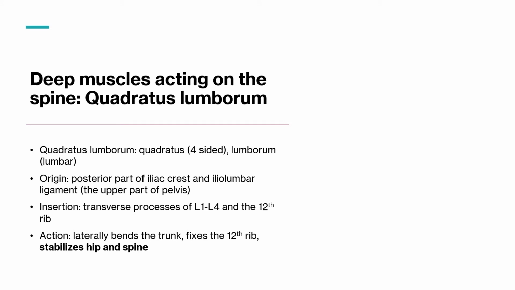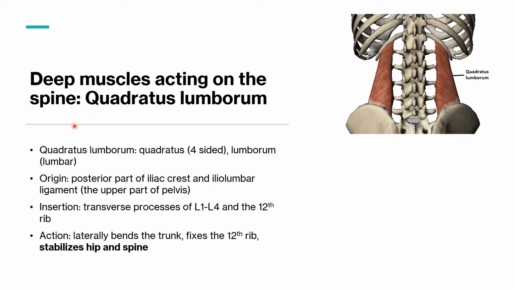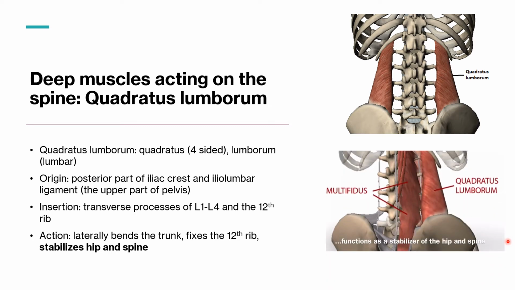Deep muscles acting on the spine, Quadratus lumborum. Quadratus, four-sided, lumborum, lumbar. So it's a four-sided muscle in the lumbar spine. It originates on the posterior part of the iliac crest and iliolumbar ligament. So it originates on the upper part of the pelvis and inserts on the transverse processes of L1 to L4 and the 12th rib. Its function is to laterally bend the trunk. It fixes the 12th rib. So it stabilizes the hip and spine. And in case you didn't get that, this picture tells you it functions as a stabilizer of the hip and spine.